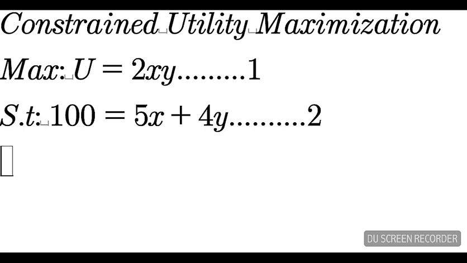Now, first of all, the question reads: maximize utility, or total utility, equal to 2xy, where x and y are individual commodities, subject to the income of a consumer, 100, equal to 5x plus 4y, where 5 and 4 are the commodity prices. All right, now the solution.